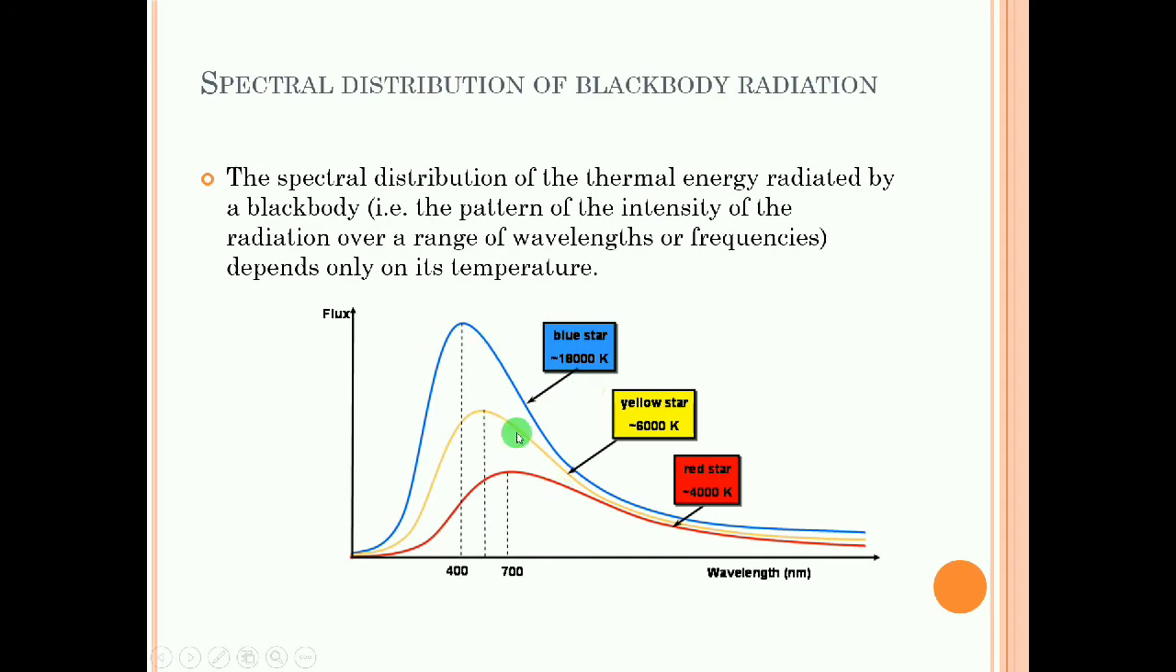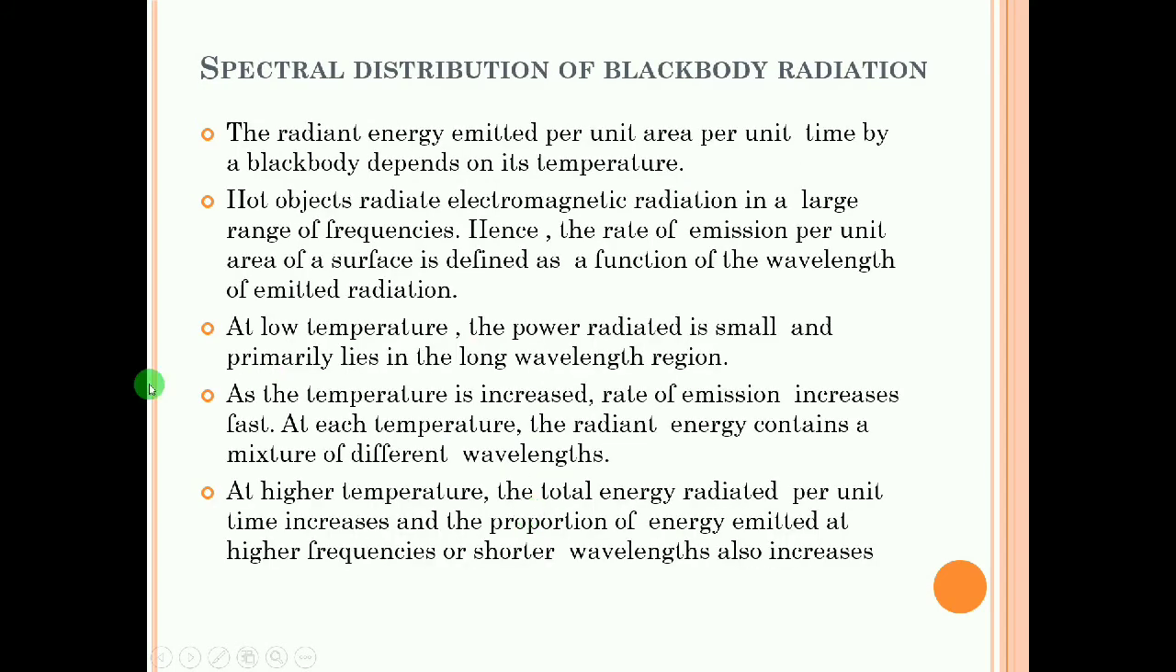As temperature changes, the shape of the curve will change. Now here, hot objects radiate electromagnetic radiation in a large range of frequencies. At low temperature, what we are observing is that the power radiated is small, that is in the long wavelength region. So as the temperature is increased, the rate of emission will increase. At each temperature, the radiant energy contains a mixture of different wavelengths.